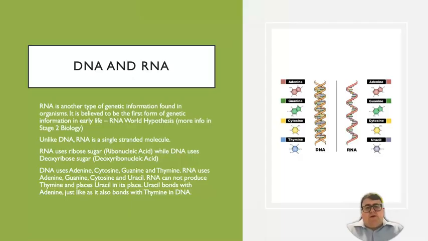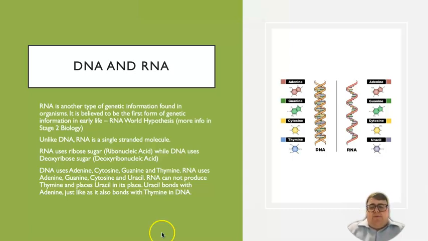The last thing we're going to go through is the differences between DNA and RNA, like from that checklist. So RNA, this is another type of genetic information that's found in organisms. We actually believe that RNA was the first type of genetic information in early life. You'll learn a lot more about this in Stage 2 biology, Year 12 biology, because this is called the RNA world hypothesis and something that's discussed in the evolution topic.